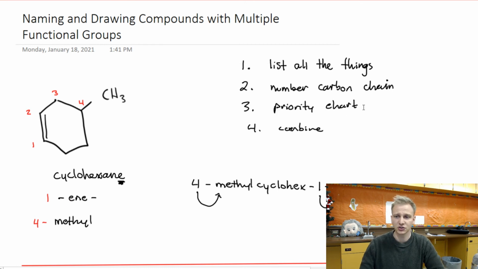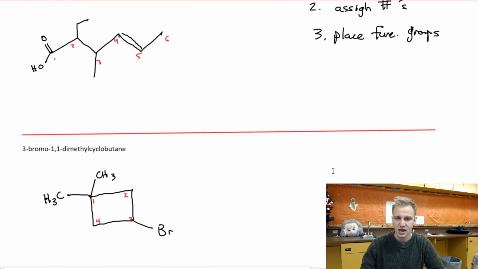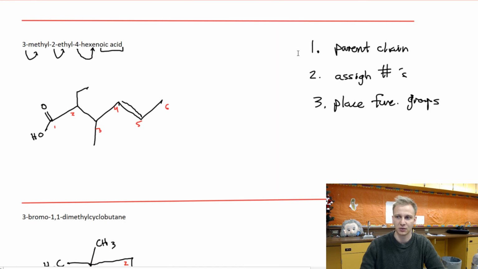Again, the order for draw to name, I think drawing to naming is much more difficult. List all of the things, number the carbon chain, do your priority chart, and then combine all of those different pieces of information into a name. Again, that's a much more challenging process than when we have the name and we get to draw it, which is do the parent chain first, assign numbers, and then place your functional groups after that point. That's how to draw and name functional groups on molecular compounds that have more than one functional group or substituent.